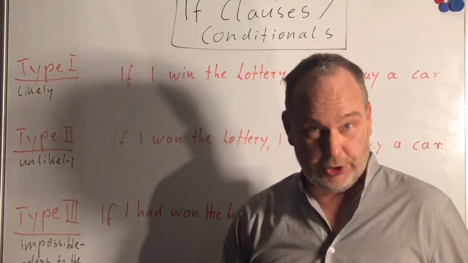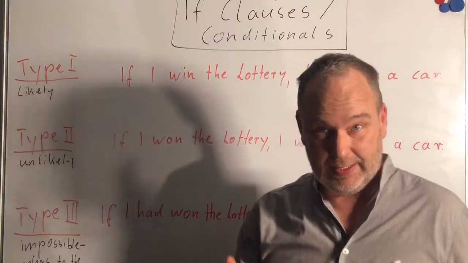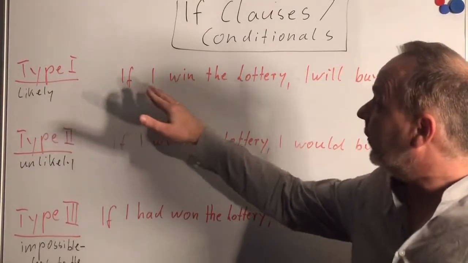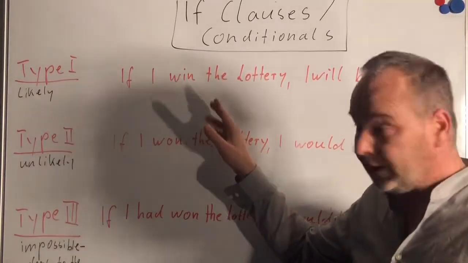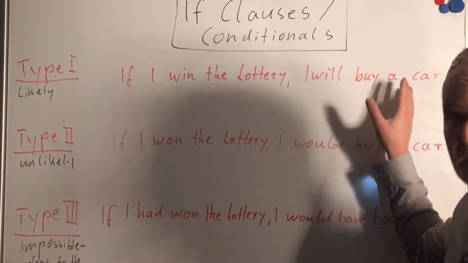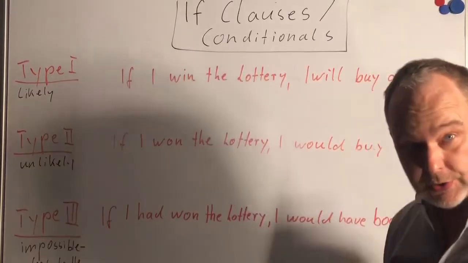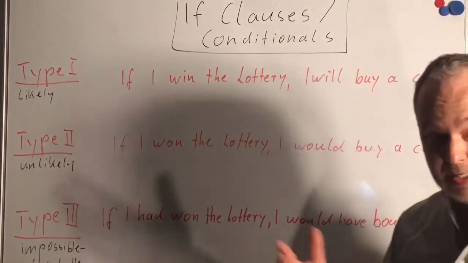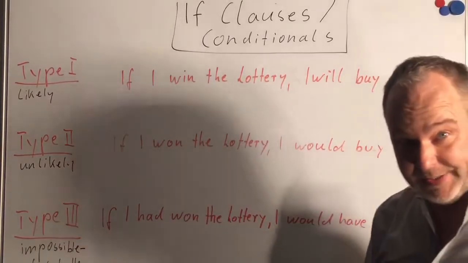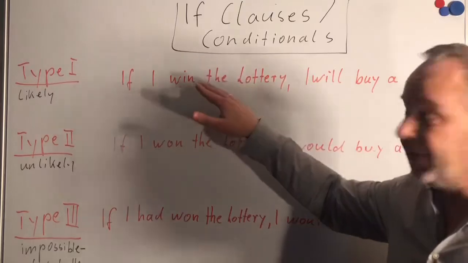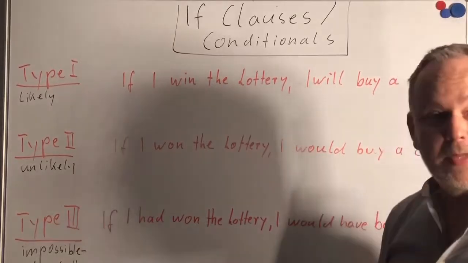Type 1 conditional. Type 1 conditional means it's very likely that the conditional, this is the first part with the if, is fulfilled, and that the second part will happen. Okay? So for example, if I win the lottery, I will buy a car. If I actually win the lottery, I know the chances are pretty small, but the idea is that this will happen if this scenario takes place, if this part of the condition is fulfilled.